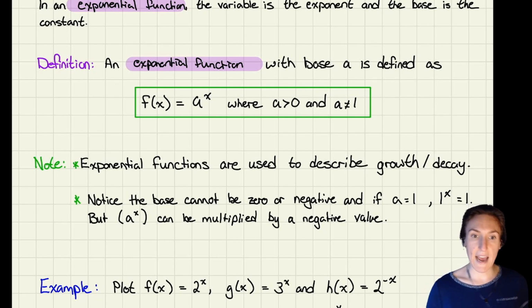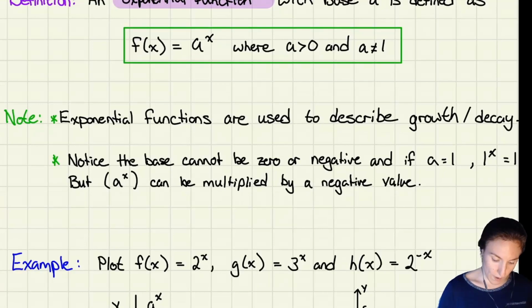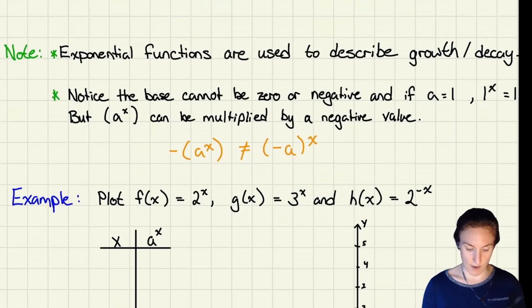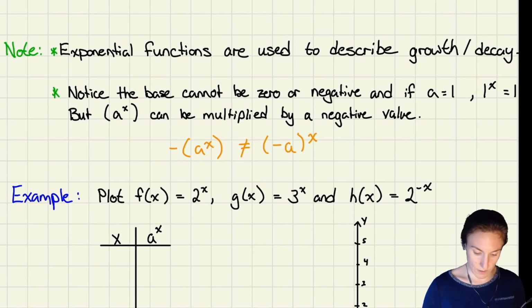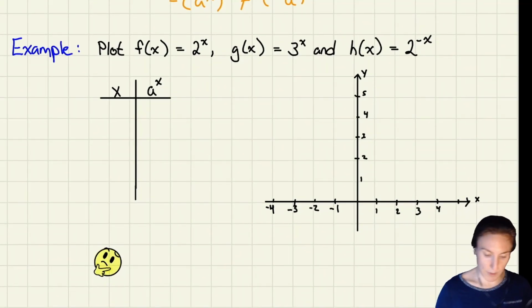But we can have a to the x multiplied by a negative value. Okay, so we can have something where we have a to the negative x, and then whatever that is, we can multiply this by negative 1. Please note that that is not the same as having negative a and then taking that to the power of x. These two things are not the same. This one is fine. This one is not allowed.